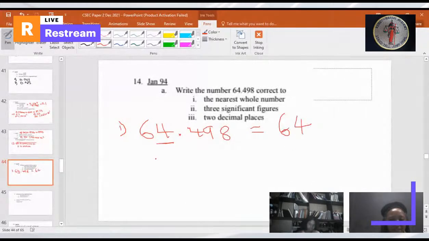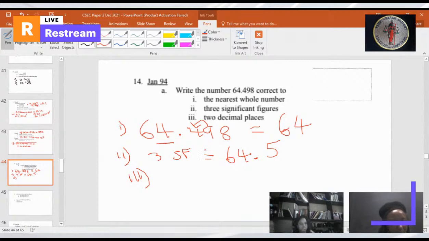Now, 3 significant figures. So for 3 significant figures, we count from the left: 1, 2, 3, and since the 9 is more than 5, we're going to add 1 to the 4. So for the 3 significant figures, it will be what? 64.5. And then 2 decimal places.